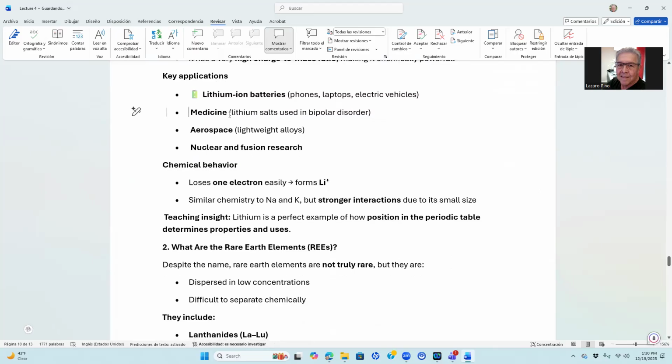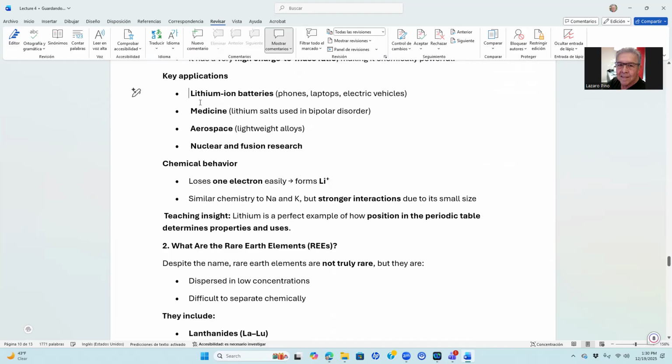Also, it can be used in medicine because lithium salts are used in bipolar disorder. And also, lithium is in all the batteries that we have in our phones, laptops, electric vehicles. That's why nowadays the world is looking for lithium, because the devices that we have around us all contain lithium batteries.